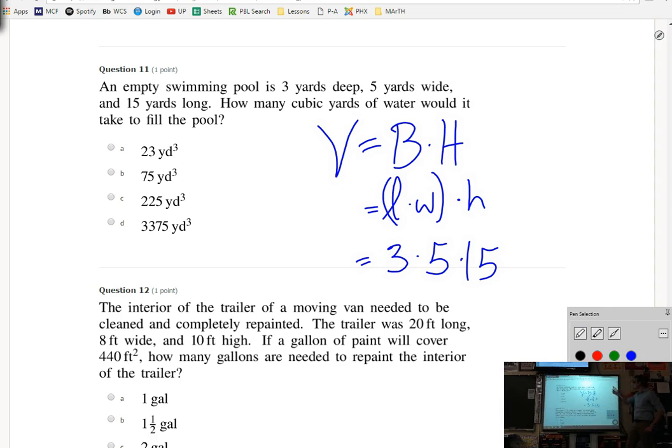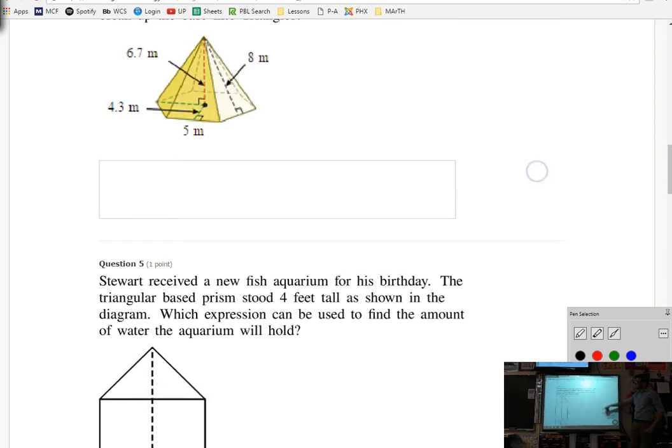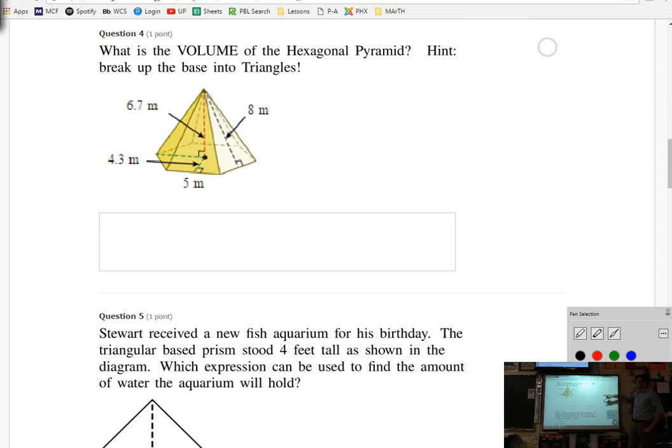Question 4. Volumes of pyramids. So yeah, this merges all that work together, everything we've done this chapter. So, what is the first step?